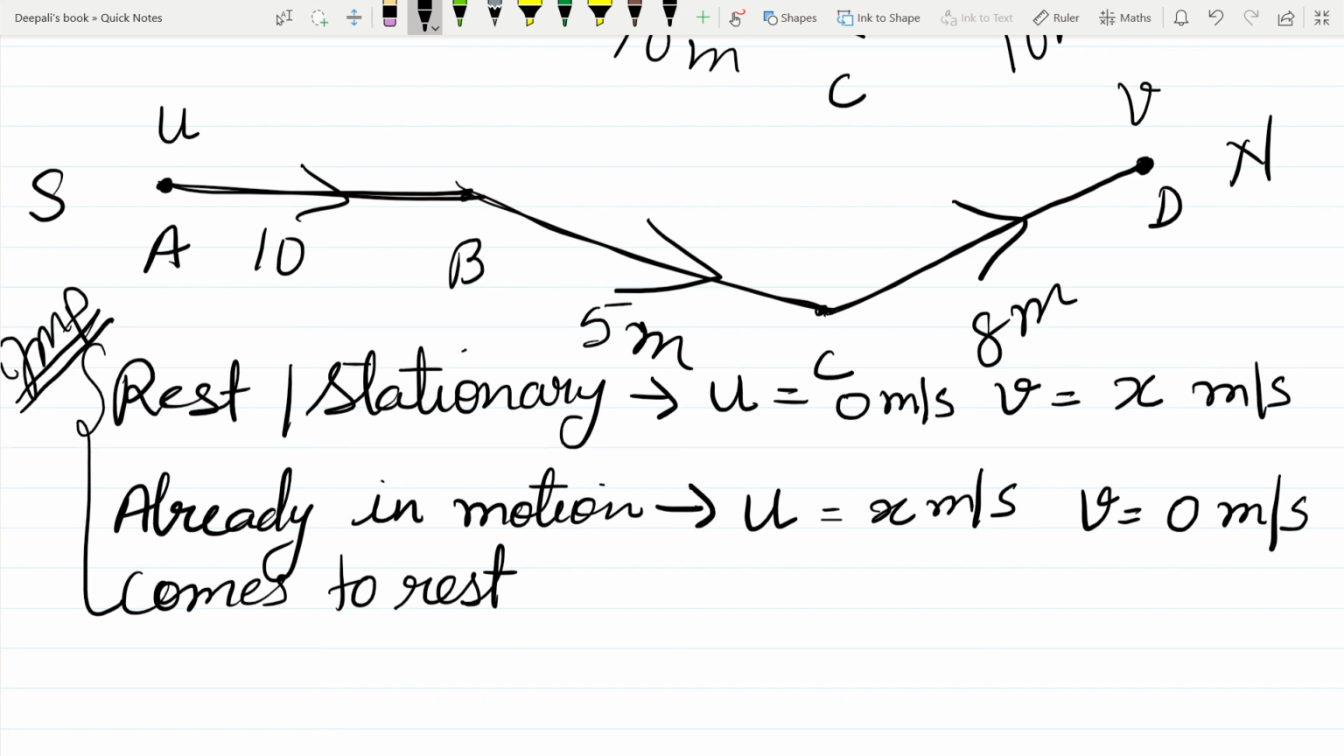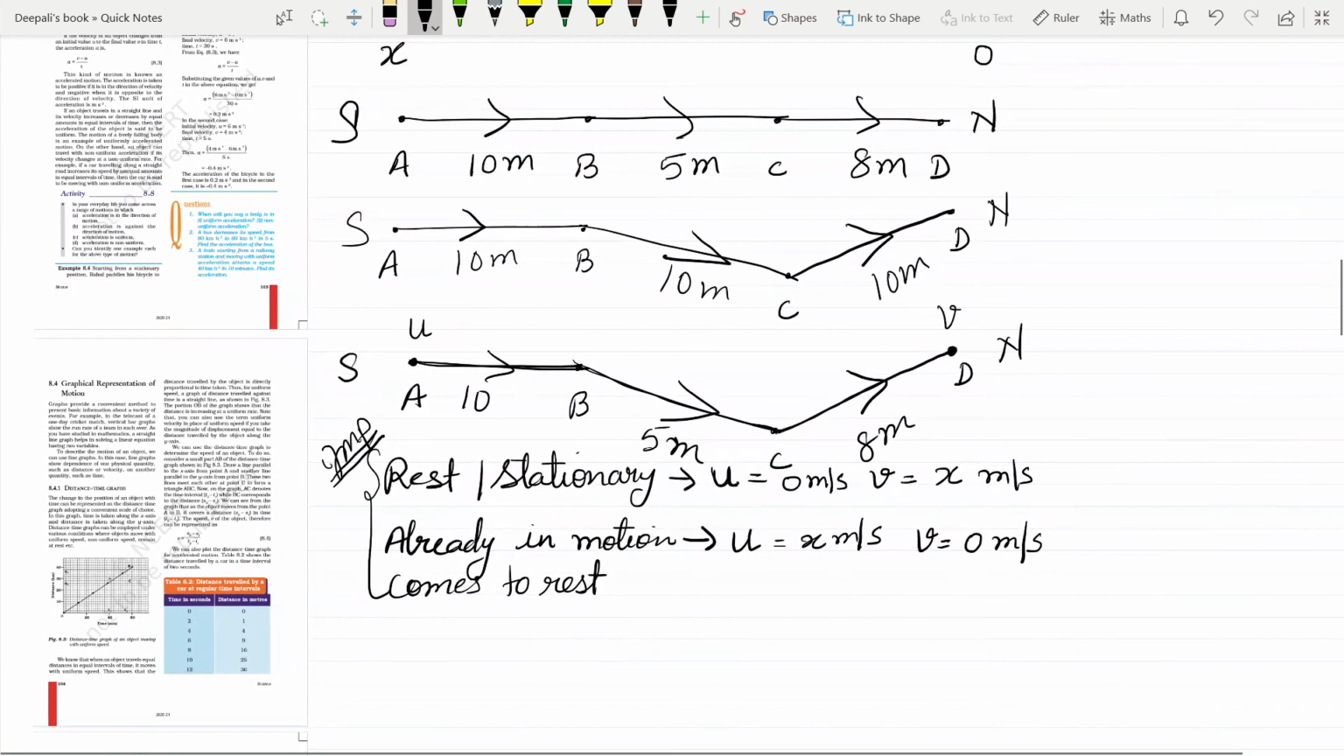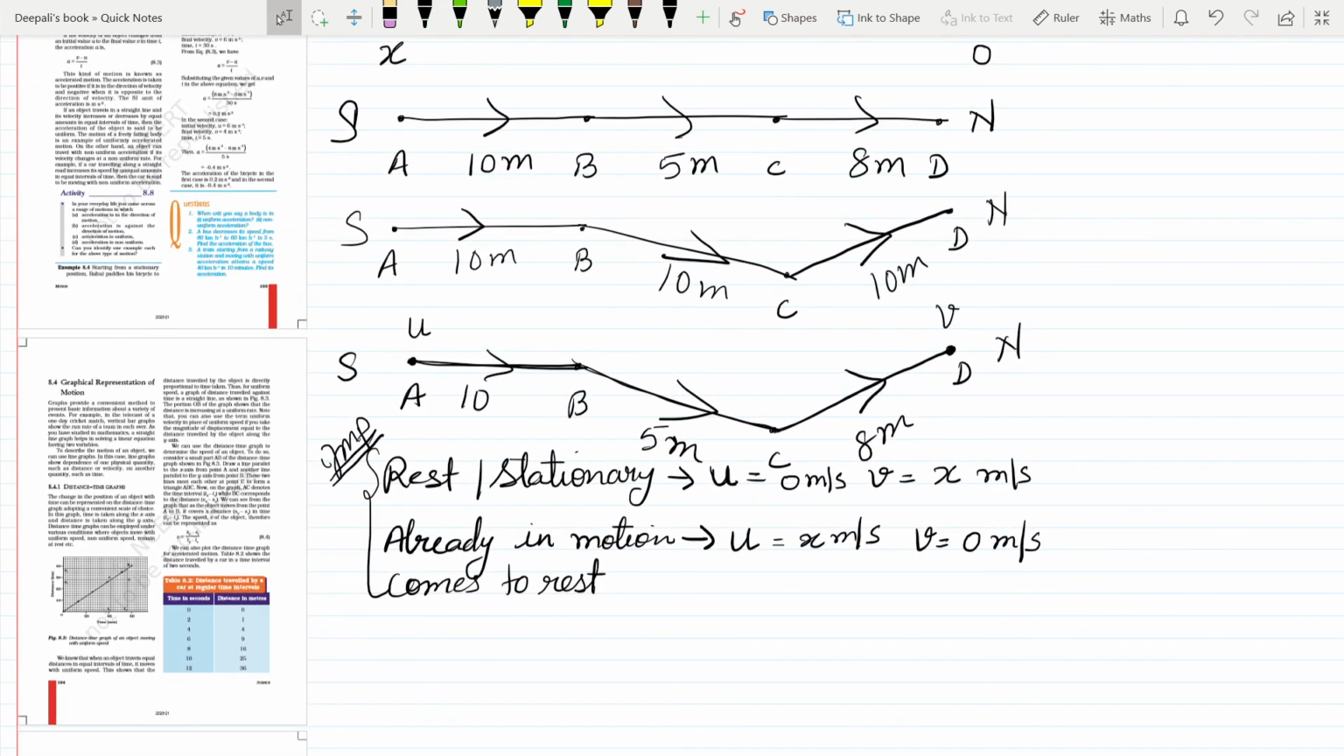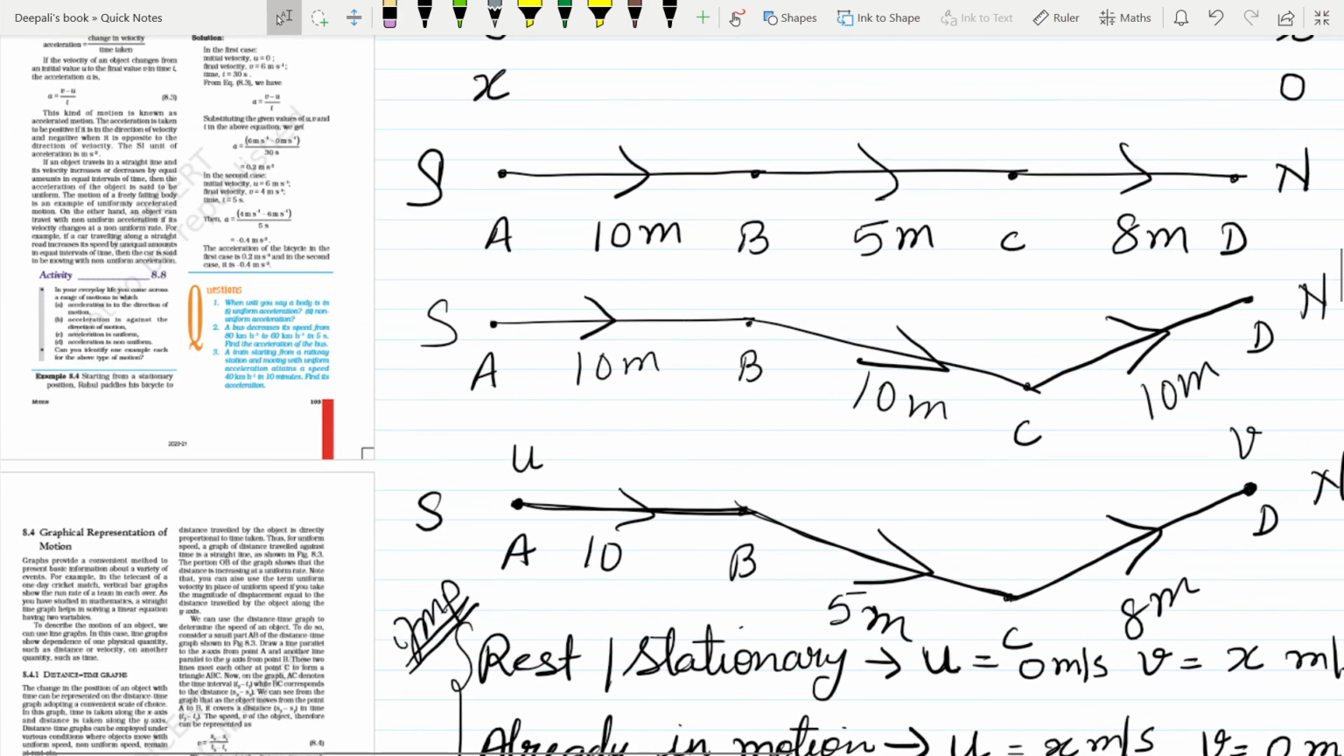Is this clear to you? Okay. So we shall sum up here for this part of the chapter.